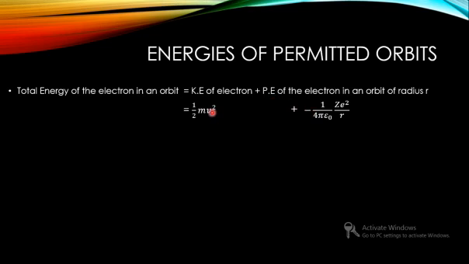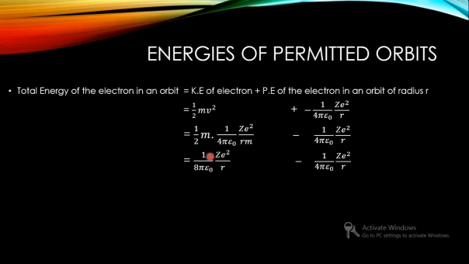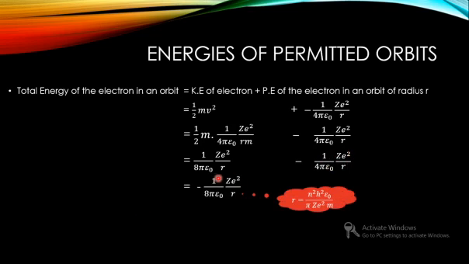So now you can substitute for v from our earlier equation, and v square could be written as 1 by 4 pi epsilon 0 Z e square by m r. So substituting that and rearranging, you will get the two similar terms, 1 by 8 pi epsilon 0 Z e square by r and 1 by 4 pi epsilon 0 Z e square by r. So which will give our expression as 1 by, which one is greater? Minus 1 by 4 is greater.